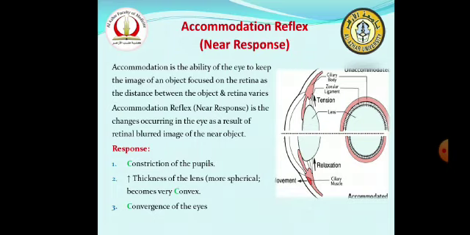Accommodation reflex. It is the ability of the eye to keep the image of an object focused on the retina as the distance between the object and the eye varies. It is the change occurring in the eye as a result of a blurred retinal image of the near object. What are the components of this response? It's composed of 3 items referred to as the 3 C letters: constriction of the pupil, increase in the convexity of the lens, and convergence of the eyes.